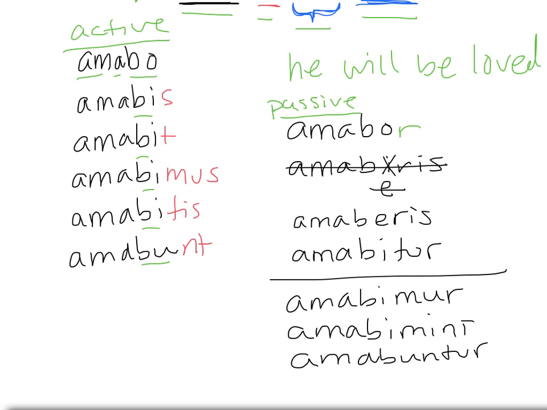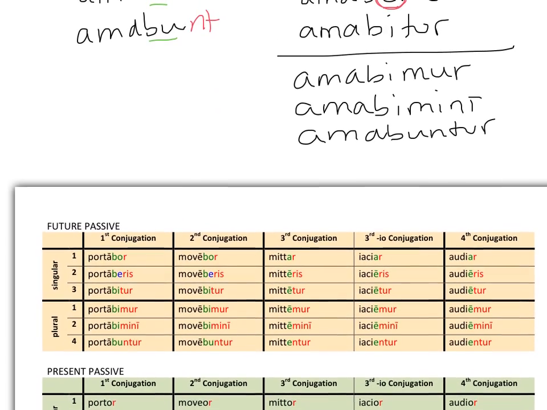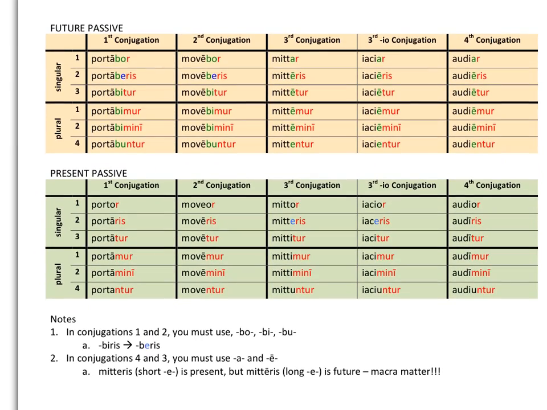So we can see that the only really special thing that's happening, other than just taking off those old endings on the sides, is that over here we have that special short E from that short I getting trapped before the R. And then remember in conjugations 4 and 3, we must use A and E. So if we want to look at the future for all of our verbs in the passive, what we just looked at would be one like this, where we've got bor, beris, with that E, bitur, bimur, bimini, buntur. Second conjugation will work the same way, so we're seeing that E again.